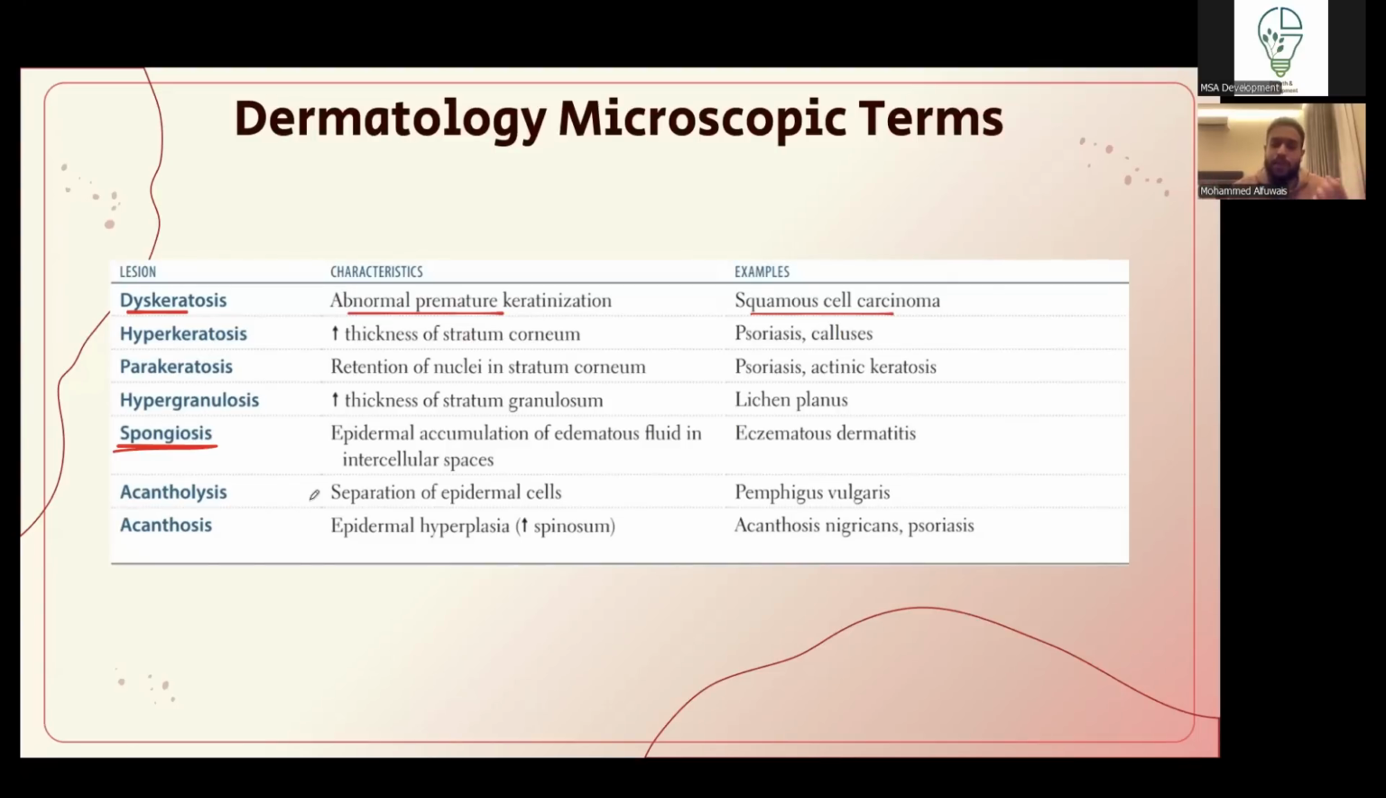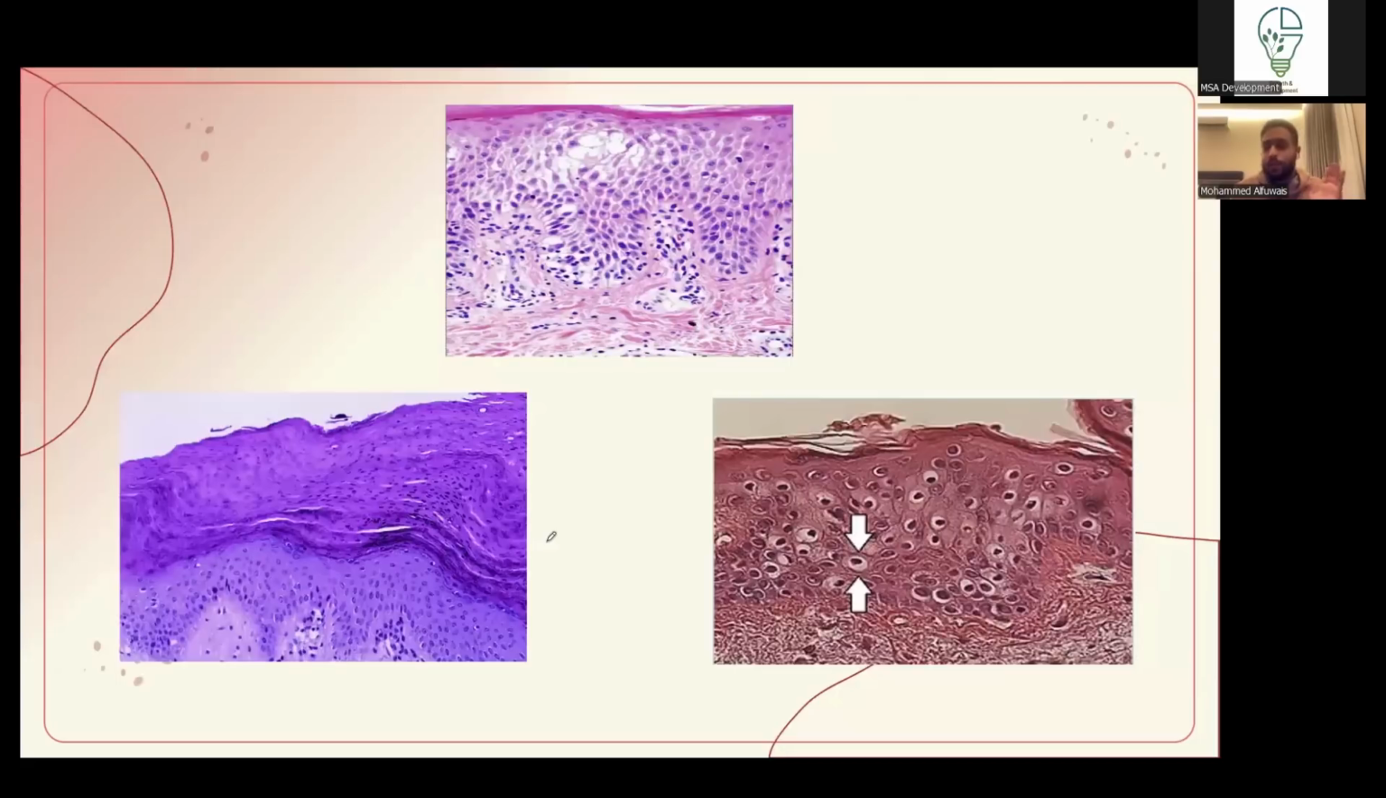Now, acantholysis, as I said, is separation of epidermal cells. This is more specific to pemphigus, and I'll explain what that is in a bit. But if you have anything that affects the desmosomes, this will cause acantholysis. Pemphigus is a key disease that causes it, but there are others. Then we have acanthosis, which is epidermal hyperplasia, mostly of the spinosum, and this is seen in a lot of diseases. Now we'll go through it one by one, okay?